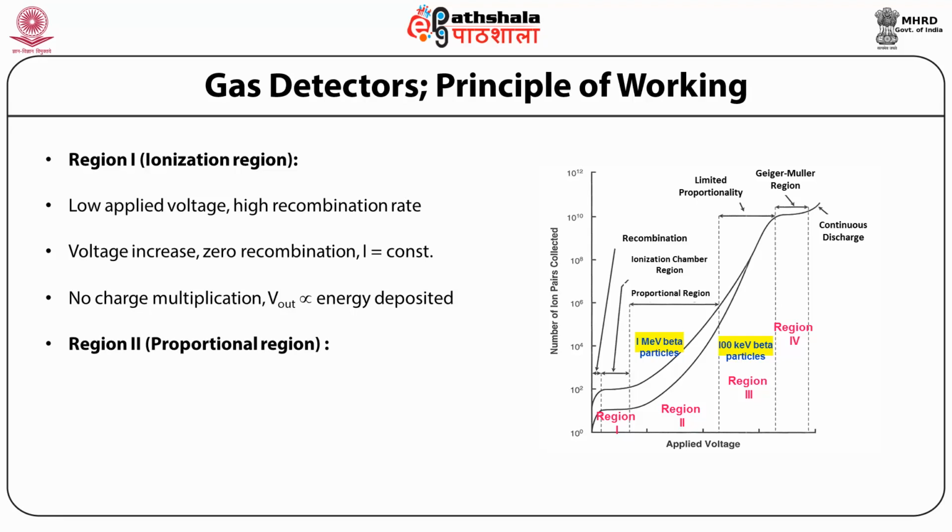In this region, the gas detectors are operated at a voltage higher than the range for the ionization chamber region. And what are our observations? In this region, the recombination rate is 0. That is, the biasing voltage is sufficient enough to collect all the electron ion pairs generated in the detector. In this case, as a function of applied voltage, the number of ion pairs collected increases as a function of voltage. The curve is shown for 1 MeV beta particle.